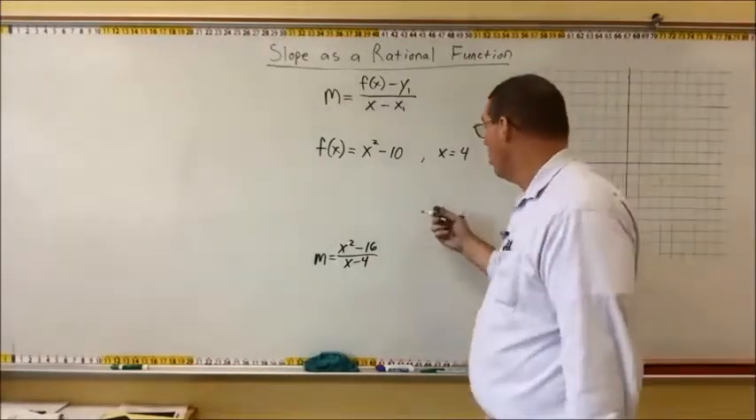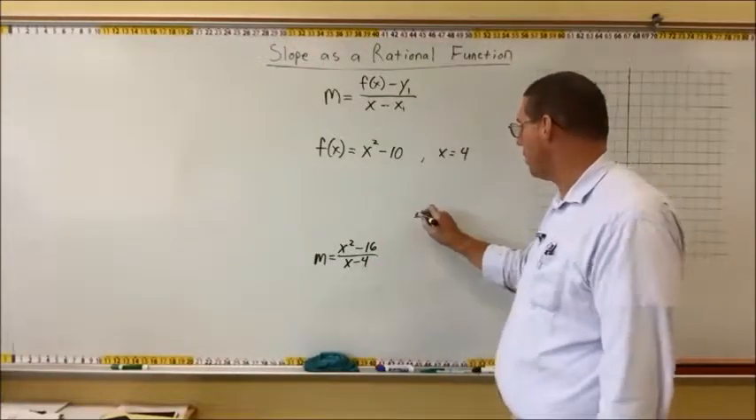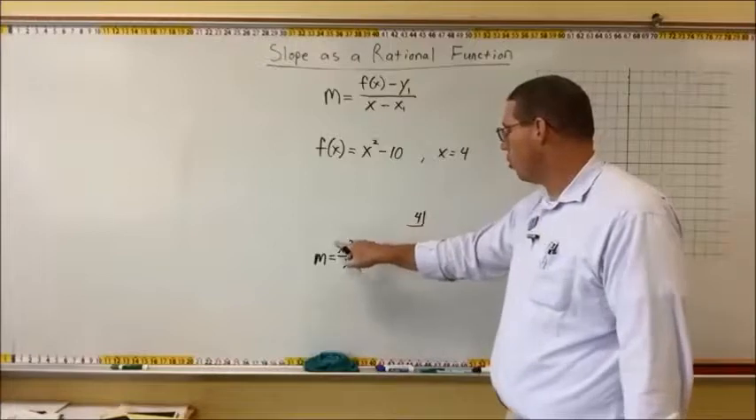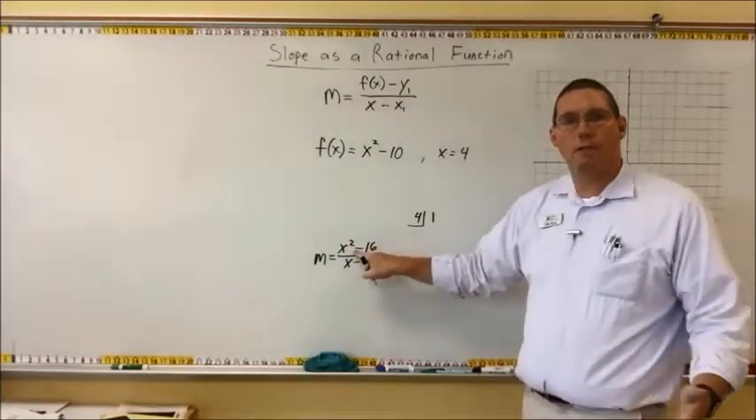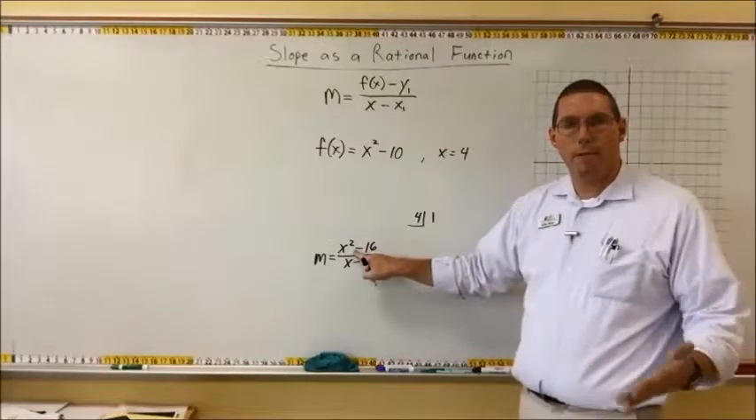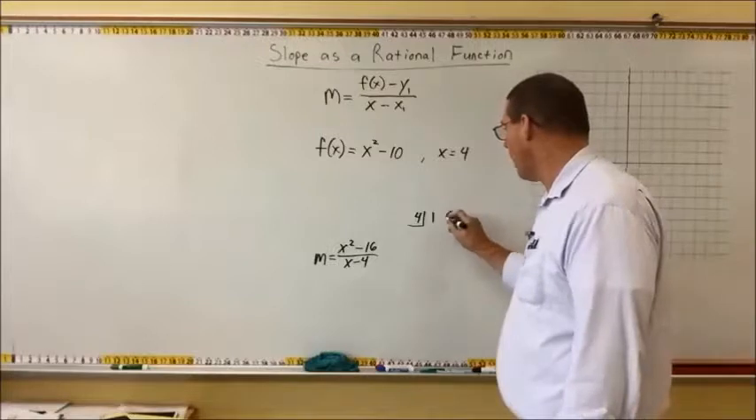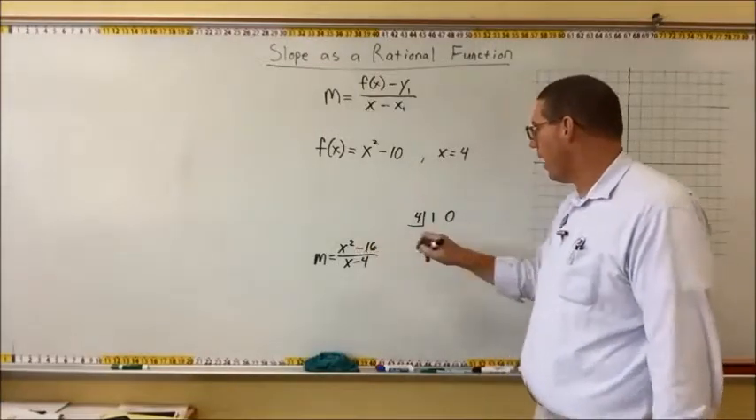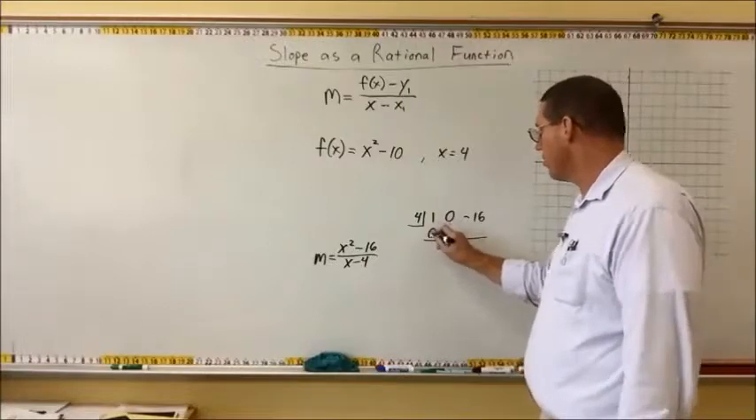Okay? So what we're going to do is put a 4 in the half box. Then we're going to put a 1 for the x squared. Notice that there is no x to the first power. And in synthetic division, if we skip over a power, we have to put in a 0. Then we're going to put a negative 16. Then we're going to draw our line here. We're going to put a 0 here.